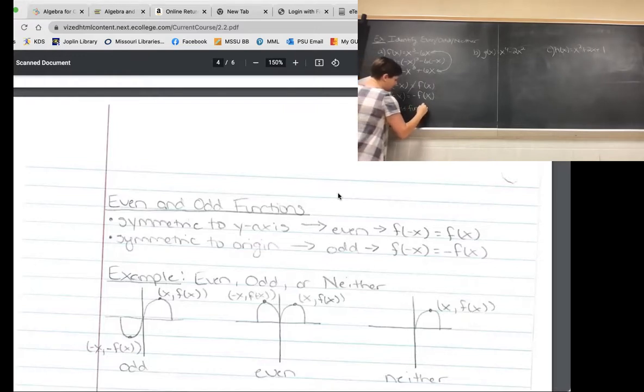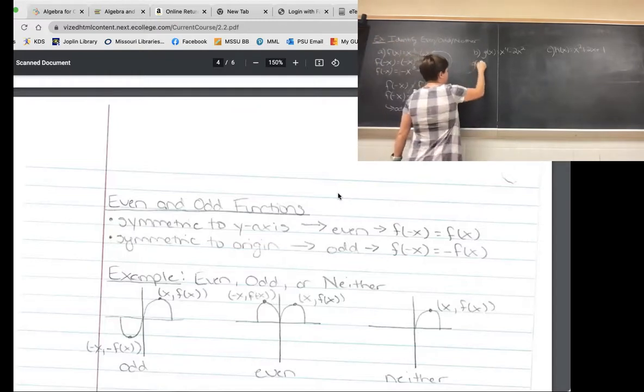So if you can multiply the original equation by a negative 1 and get out your f of negative x, then that tells you that you are an odd function. If they would have been the same, that tells us it's an even function.